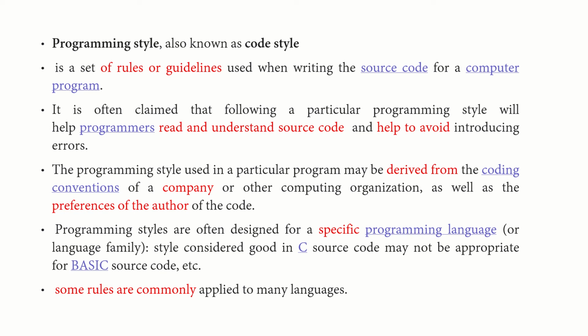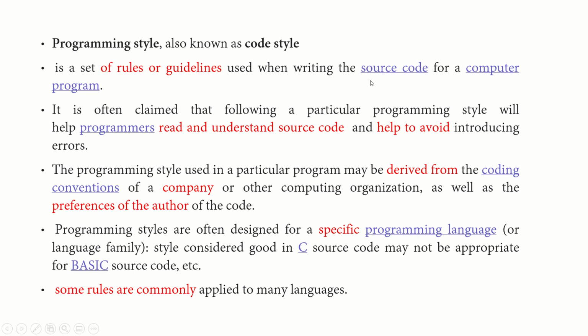Like in specification, different guidelines or different methodologies will be there. Then in designing, there also a set of methodologies are there. Then at the time of developing, here also certain standards or guidelines are there. So the aim of this programming style or code style is to create code that satisfies certain rules.